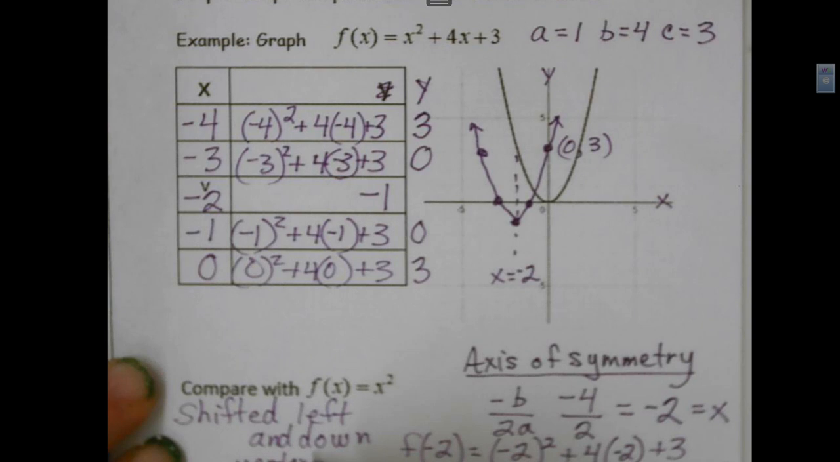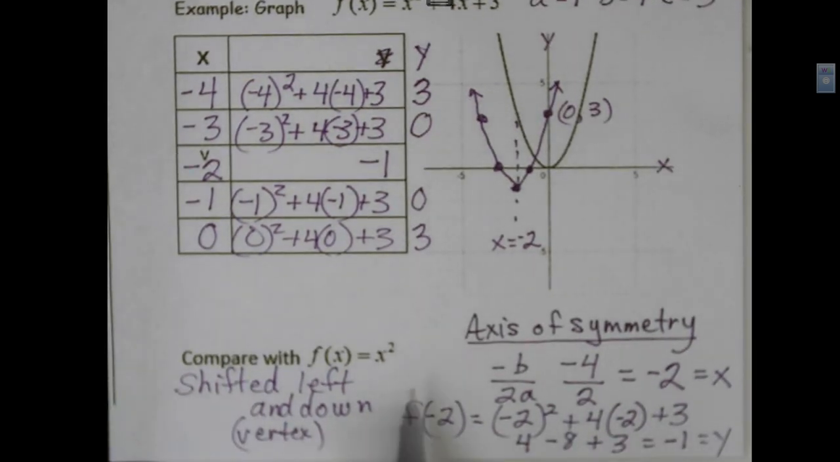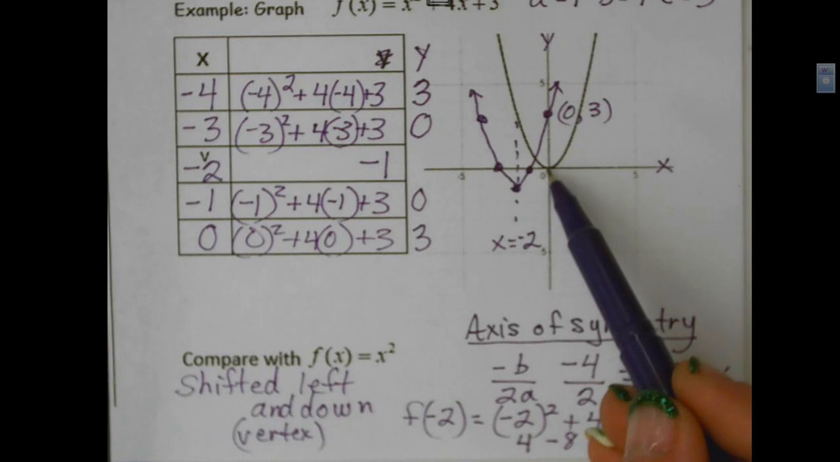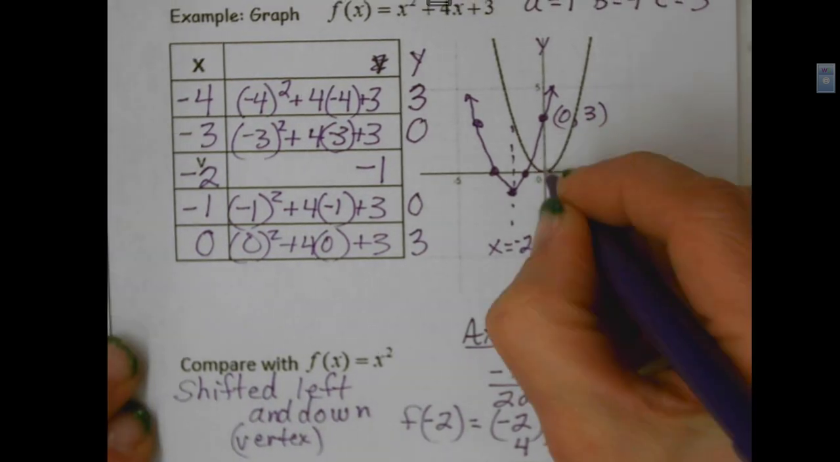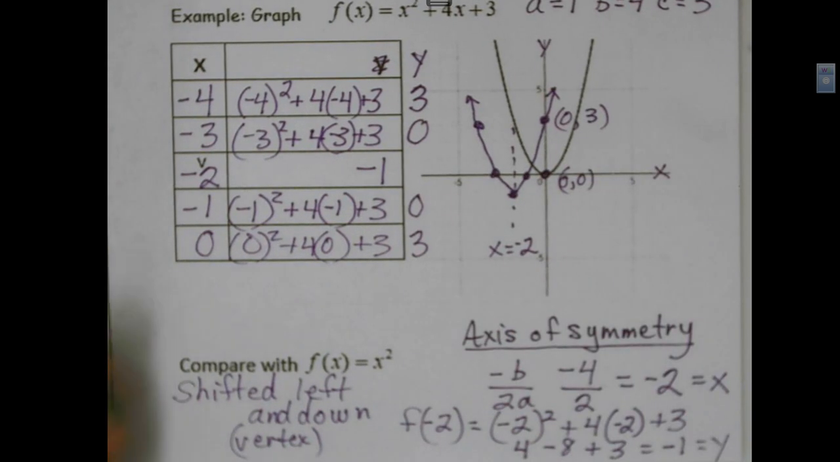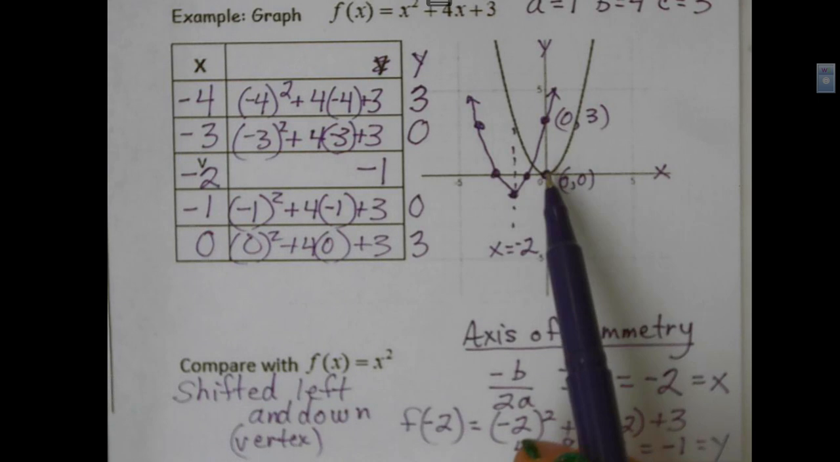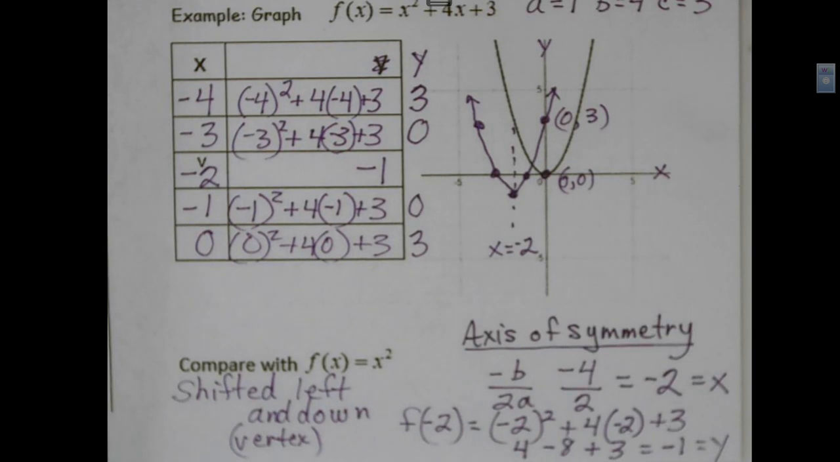Put that in parentheses. That'll just help you. So when you do your worksheet and it asks you to compare, just check what happened with the vertex. On the parent function, that vertex is at 0, 0. And then we're just looking to see where that vertex ended up going compared to that parent function.